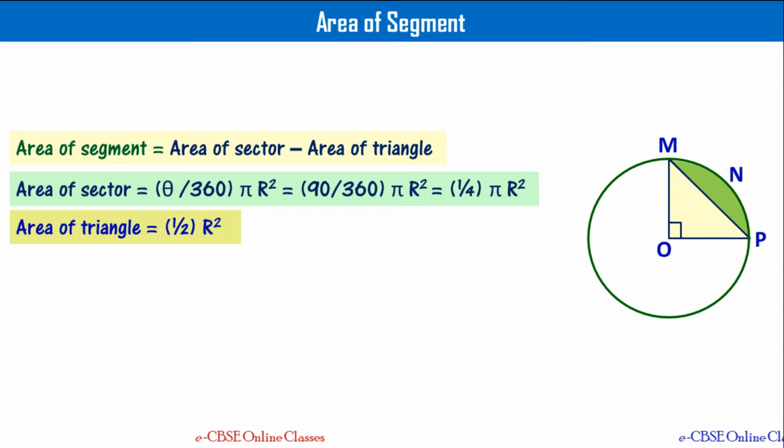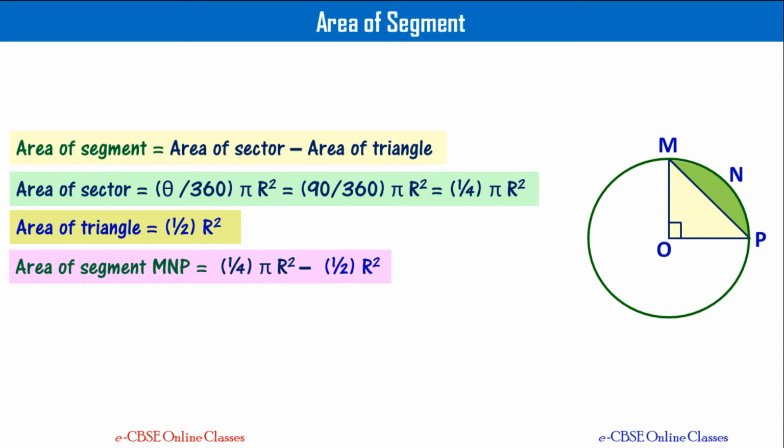So let's substitute these two into previous equation. So that area of segment MNP can be written as 1 by 4 times pi r square minus half r square.